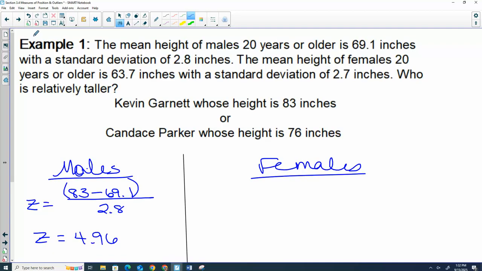Now let's look at the next one. So for the females, her z, what is her height? Minus, what's the mean of the female group? 62. Divided by the standard deviation of that group. Okay, so let's do this.